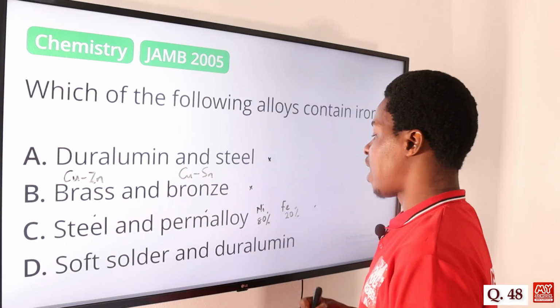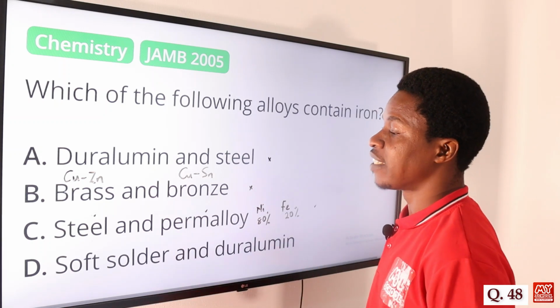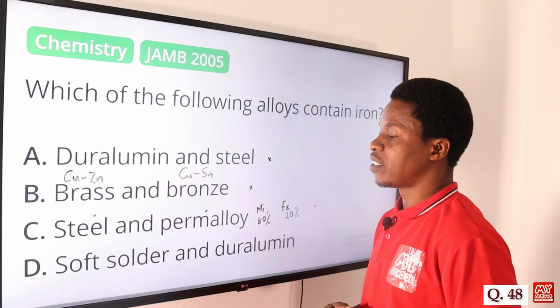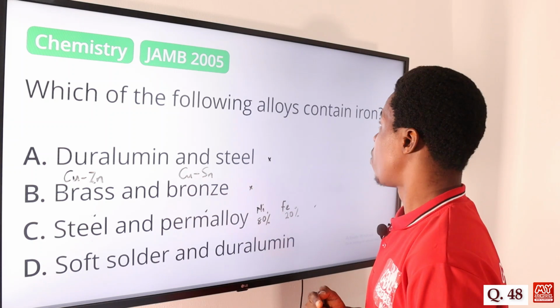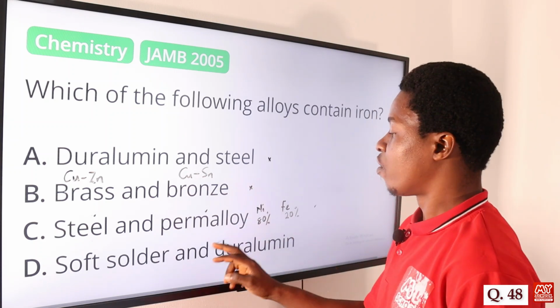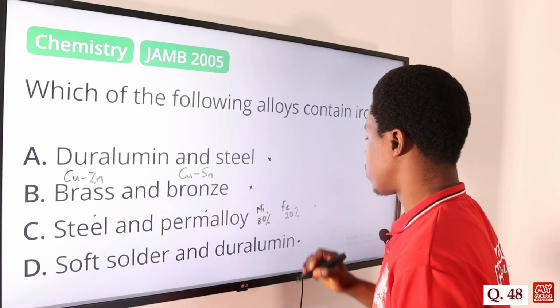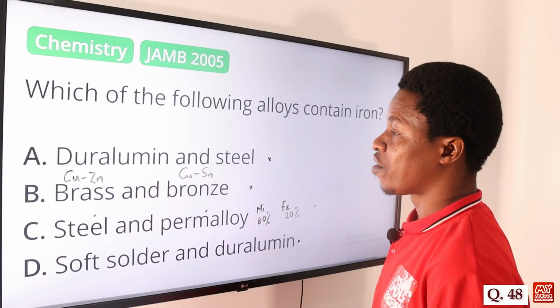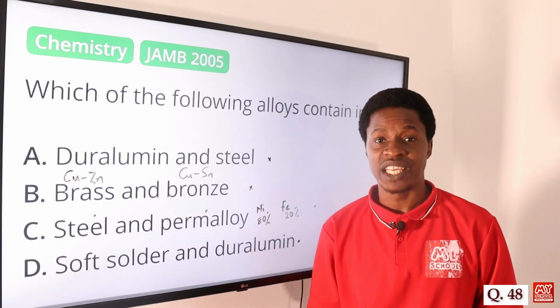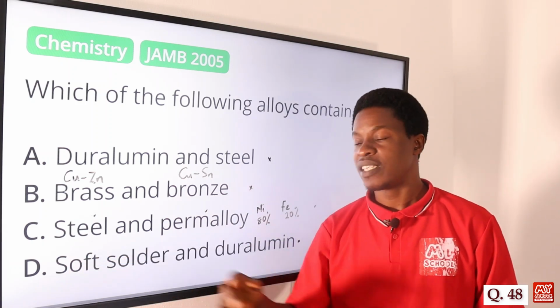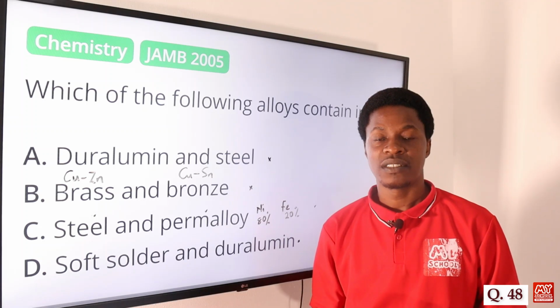Option D says soft solder and duralumin. None of them actually has iron present in it. Duralumin already contains aluminium, so both of them do not have iron. So this is not correct. The correct answer among these is option C, steel and permalloy.